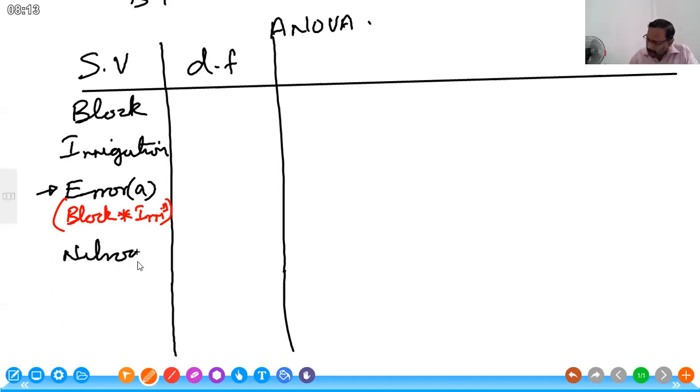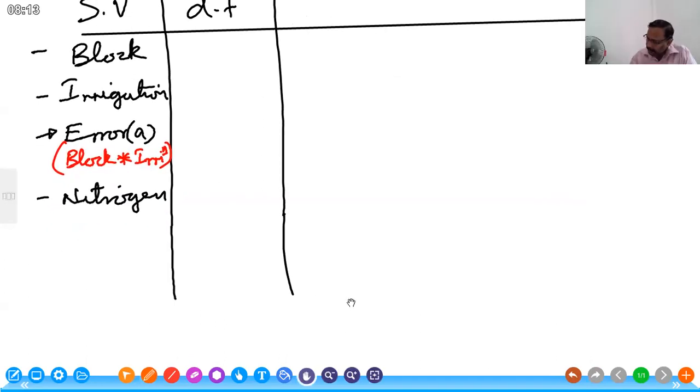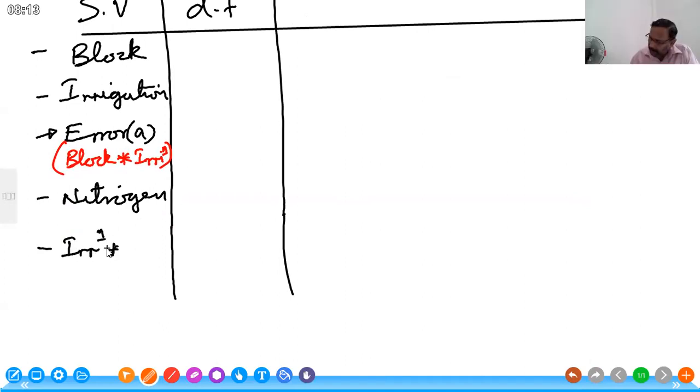Nitrogen. Right. So this is one component, this is another component, this is another component. Nitrogen. Right. Continue, Arosha. Interaction of irrigation and fertilizer. Interaction between irrigation and nitrogen fertilizer. Nitrogen. Interaction between irrigation and nitrogen. Right. So that is another component.